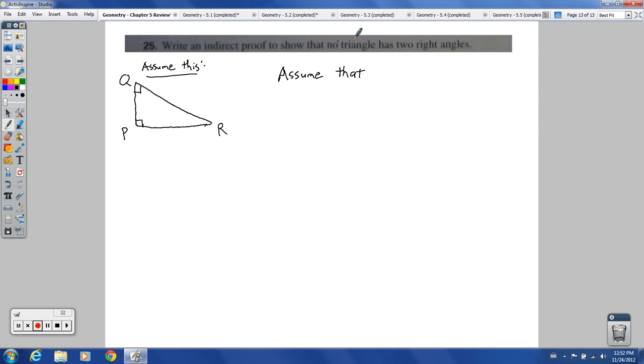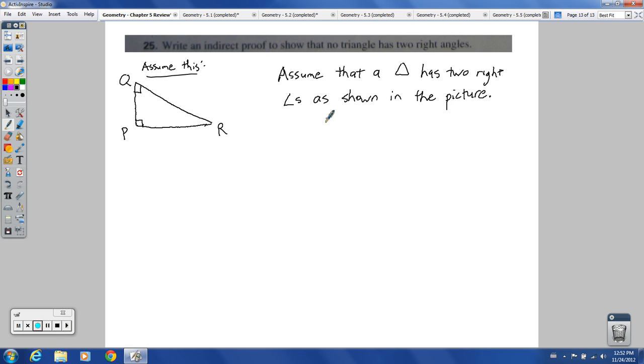we're trying to prove that no triangle has two right angles, so we're going to assume that it does. We're going to assume the opposite of what we're trying to prove is actually true. Assume that a triangle has two right angles. And so I'm going to say as shown in the picture.